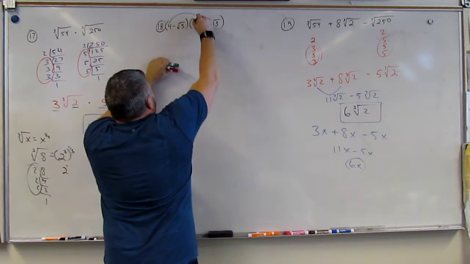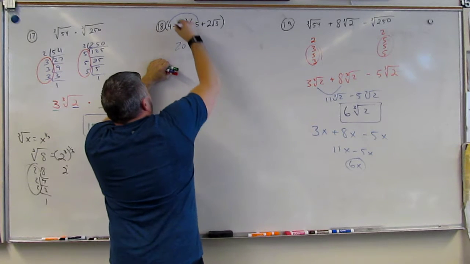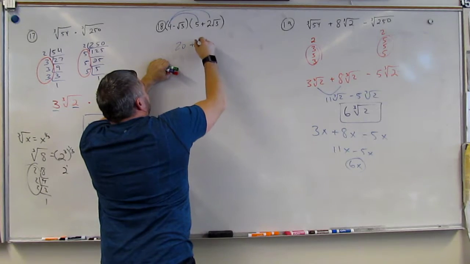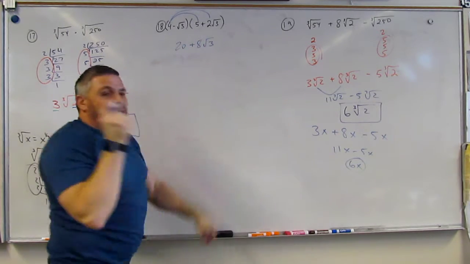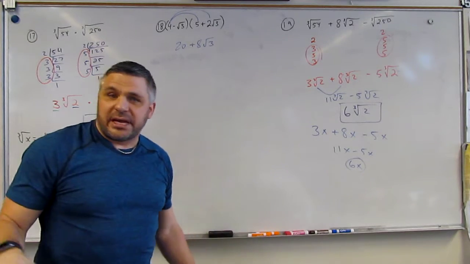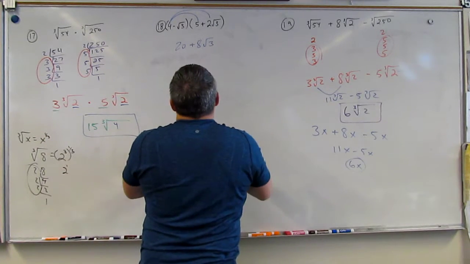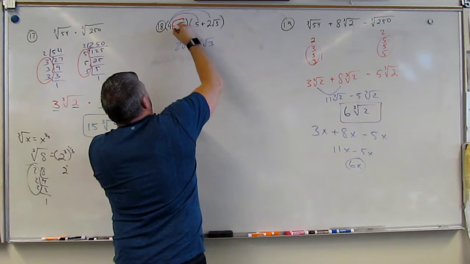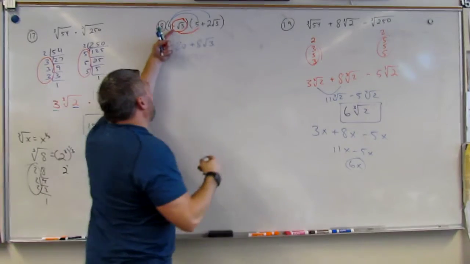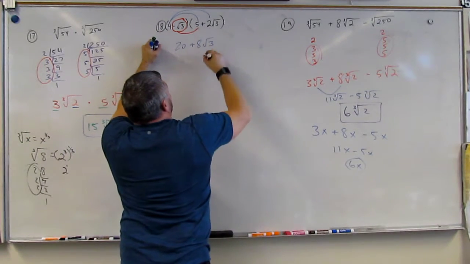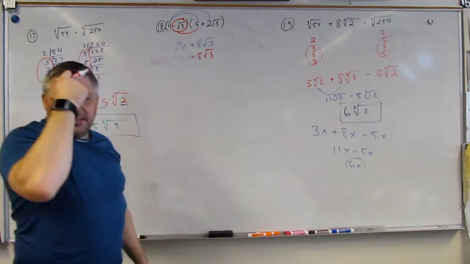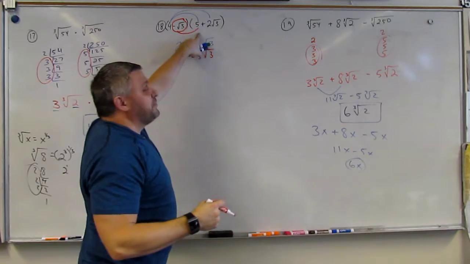What's 4 times 5? 20. What's 4 times 2? 8. 8 square roots of 3. Because the outside goes against the outside. Does nothing to the inside. Okay? And then you have to take this negative with it, right? So negative square root of 3 times... So it's really, what's negative 1 times 5? Negative 5. Negative 5 square roots of 3, right? Because that's the square root of 3.